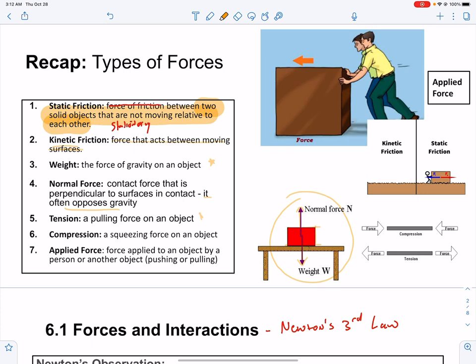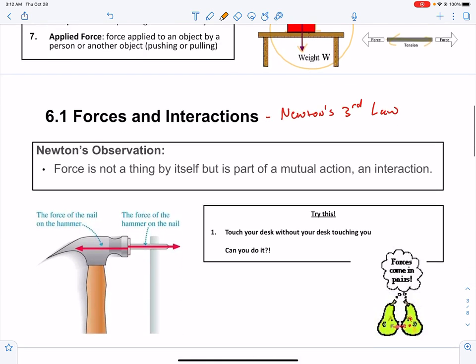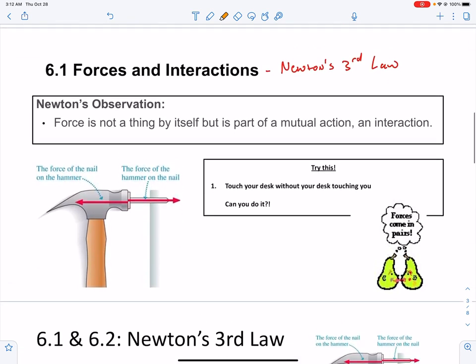We have tension. Tension's a pulling force on an object, just like pulling on a rope from both sides. Compression is a squeezing force on an object. If you were to take, say, a giant spring and squish it, we'd say that's compression. And applied force is just a standard push or pull by any sort of object. All right, and so Newton's given us his second law so far. Acceleration is caused by force and limited by mass.